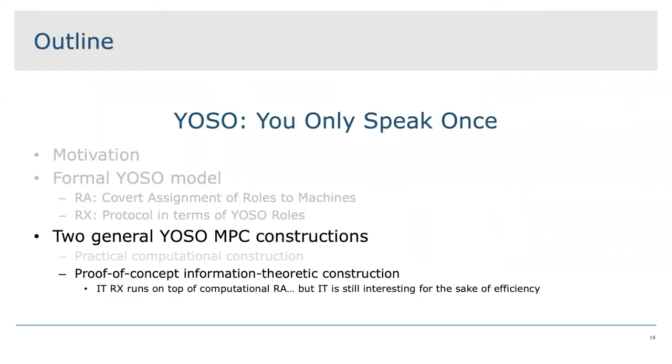That's all I want to say about the computational protocol. So next, let's take a look at our second construction, which is information theoretic. It might seem a little funny to consider an information theoretic construction when it'll need to run on top of a computational role assignment protocol, but we think it's still interesting to try to minimize the necessary assumptions. Trying to eliminate assumptions altogether turns out to be quite challenging in a YOSO protocol.